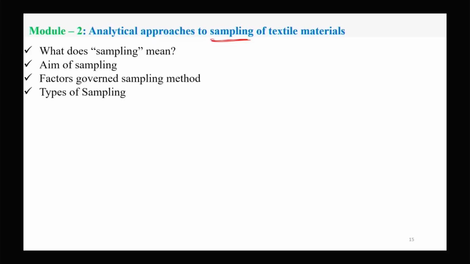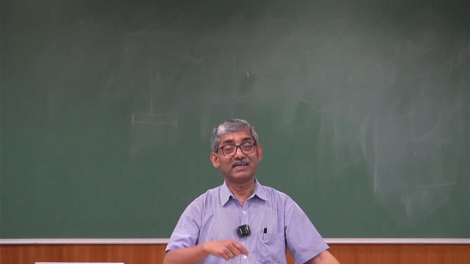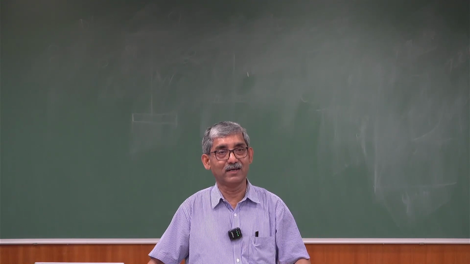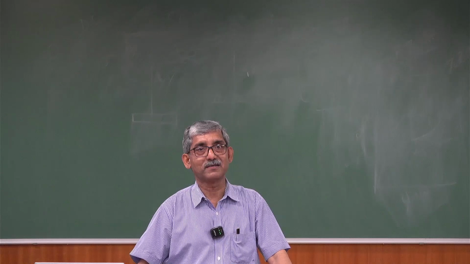Then types of sampling. Different types of sampling are there. We will discuss the classification like random sampling, systematic sampling. So all these details we will discuss there. Then different terms used for sampling. We will use different terms: a lot, laboratory sample, test specimen. So what are their meanings, and why do you need these types of terms, that we will discuss.